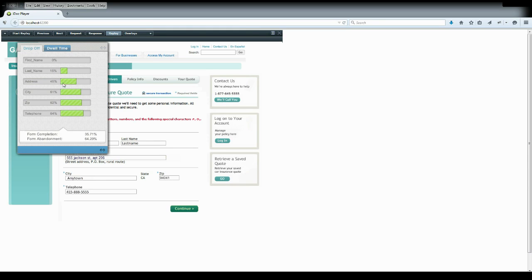But what is extremely interesting is looking at where people drop off in this form filling exercise. And we can see here that between putting in last name and putting in their address, 30% of our people are dropping off. So we've got a 45% abandonment rate at the address field level, which is really significant and way too large.